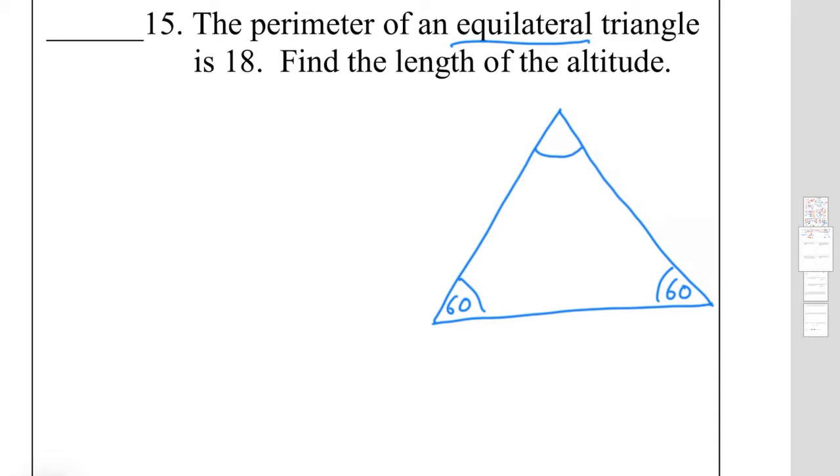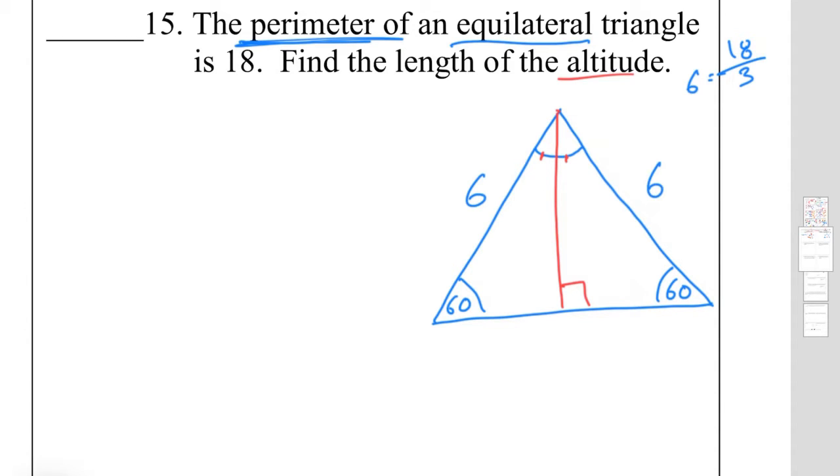Now let's keep going. It says the perimeter, so remember, the way you find perimeter of any shape is you add up all the sides. And they're telling me that the perimeter is 18. Well, if I have 3 sides, I divide 18 by 3, and I get that each side measures 6 units. And they're asking us to find the altitude. Remember, altitude starts at the vertex, and it goes perpendicular to the opposite side. And so if it's perpendicular to the opposite side, it's going to bisect both the side and the angle. So this angle up here is being bisected.